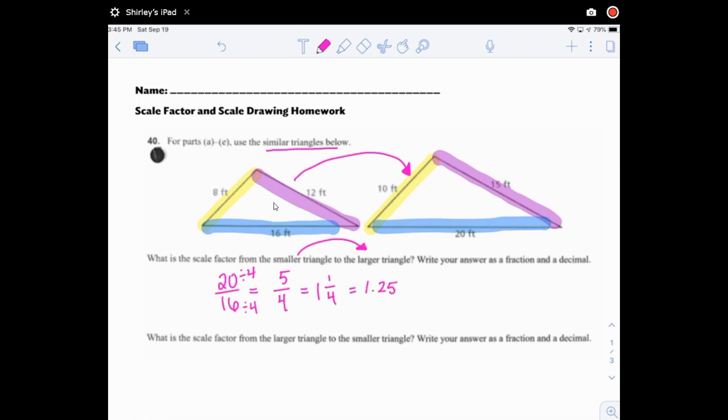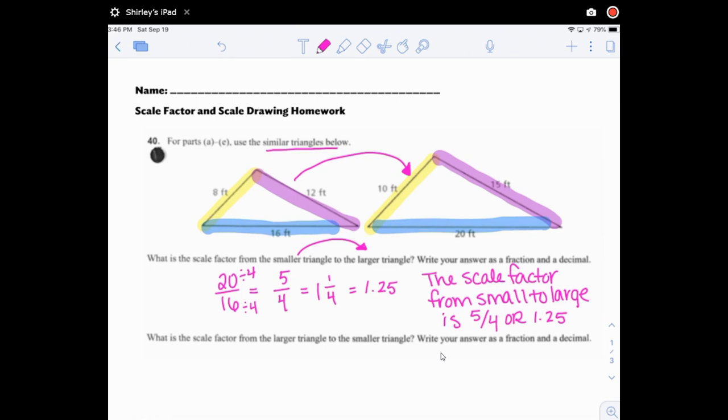So my scale factor from the smaller to the larger is, I'm going to use my improper fraction of 5 over 4 or 1.25, okay? And I'm using this version of 5/4 to point something out when we get down here. That's going to review something we talked about earlier on in this unit.